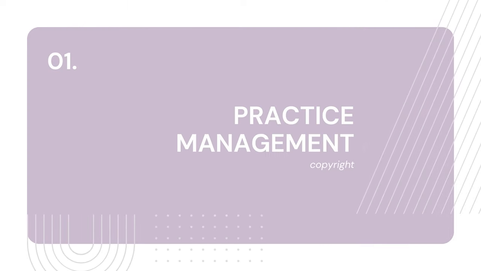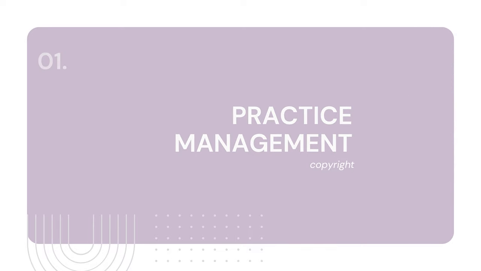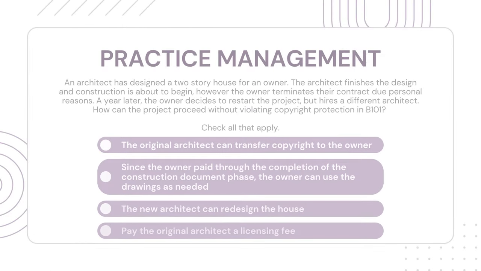First up is practice management. An architect has designed a 2-story house for an owner. The architect finishes the design and construction is about to begin. However, the owner terminates their contract due to personal reasons. A year later, the owner decides to restart the project but hires a different architect. How can the project proceed without violating copyright protection in B101?